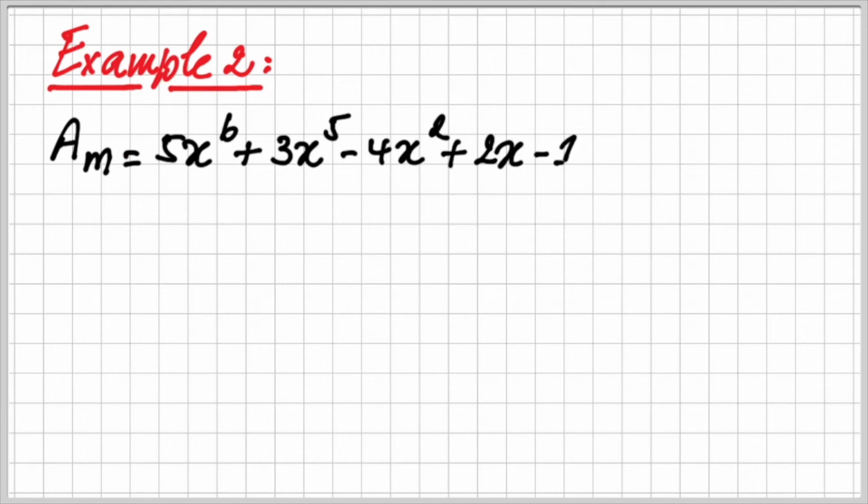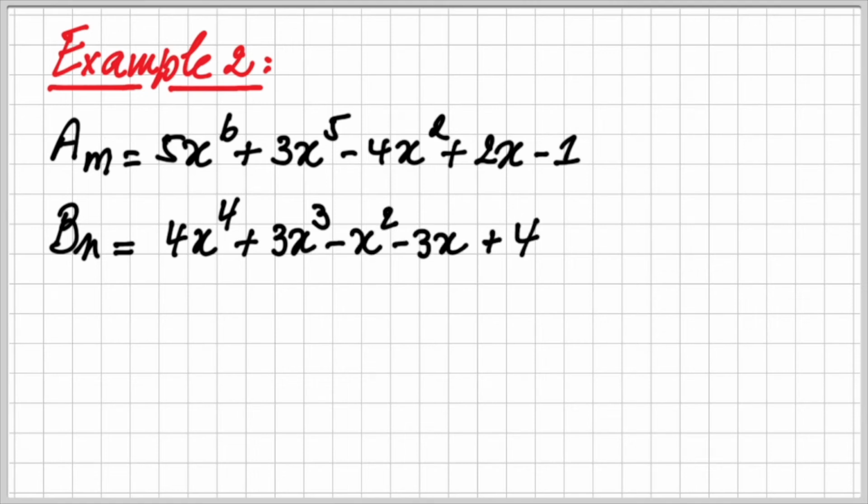I find the first polynomial, a index m, is 5x to the power 6 plus 3x to the power 5 minus 4x squared plus 2x minus 1. So this is a 6-degree polynomial, and b index n is the second polynomial, 4x to the power 4 plus 3x to the third minus x squared minus 3x plus 4, and this is a polynomial of the fourth degree. We do the classical way.